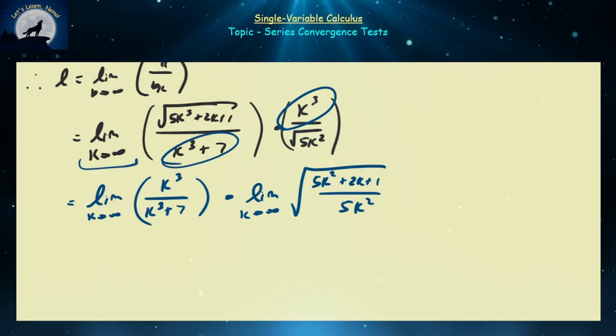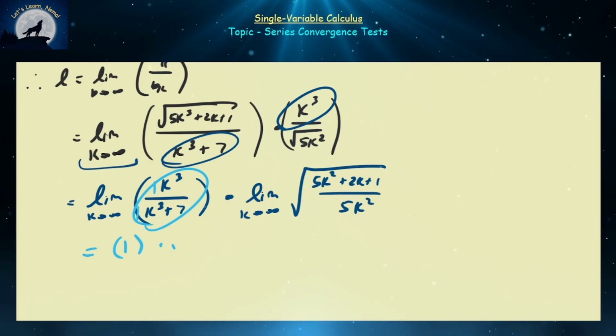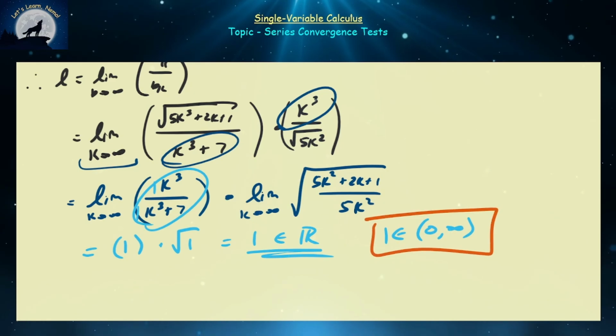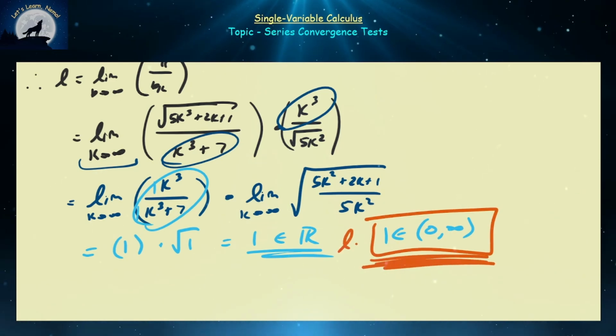So this first limit is going to be equal to 1, because 1 divided by 1 is just going to be 1. And then here we're going to have 5k squared over 5k squared. That's also going to be 1, so that's going to be times the square root of 1. And we know that's going to be 1, which is obviously a real number. But moreover, 1 is in between 0 and infinity. This is the requirement that we need for L.